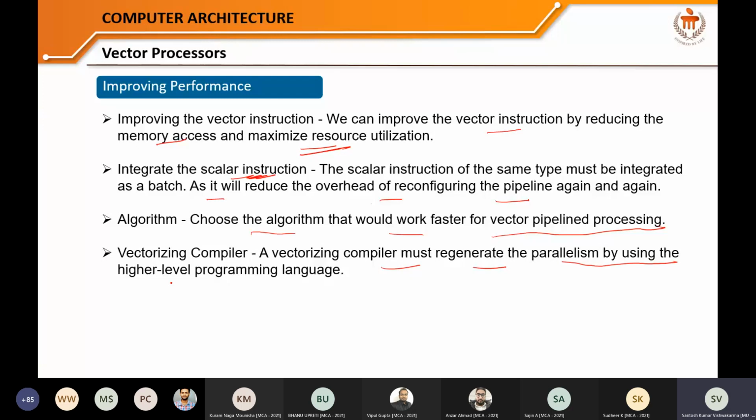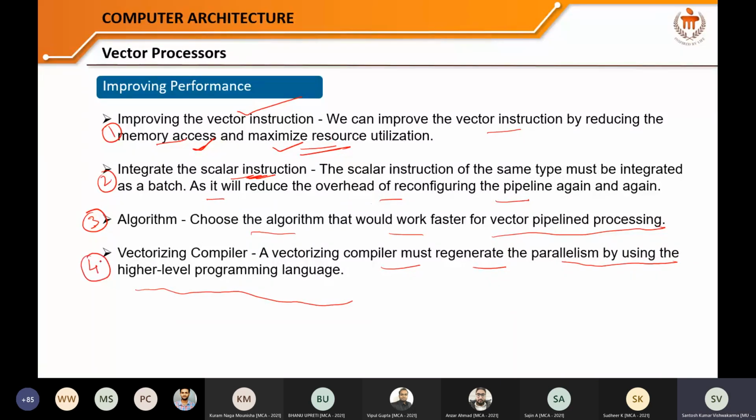Okay. So let me recap what I have talked about. If we need to improve the performance, we need to improve the vector instructions wherever possible, through reducing the memory access and maximizing the resource utilization. That was number one. Number two is integrating the scalar instructions. Third, we have talked about the algorithm part, like selecting, suppose, a better algorithm for multiplication. We have seen it has optimization compared to the plain algorithms of multiplication. So that kind of strategy we need to work out, although it may require its own understanding of the base algorithms. And the fourth is the vectorizing compiler.